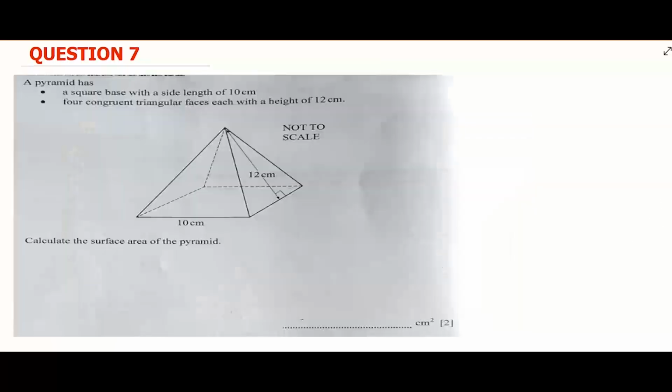The next one is question number 7. A pyramid has a square base. That means the base here, let's label it A, B, C, D. That is the base.